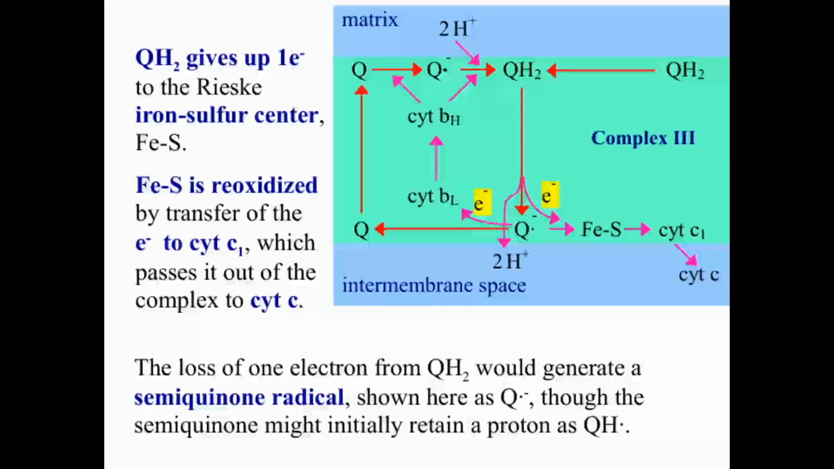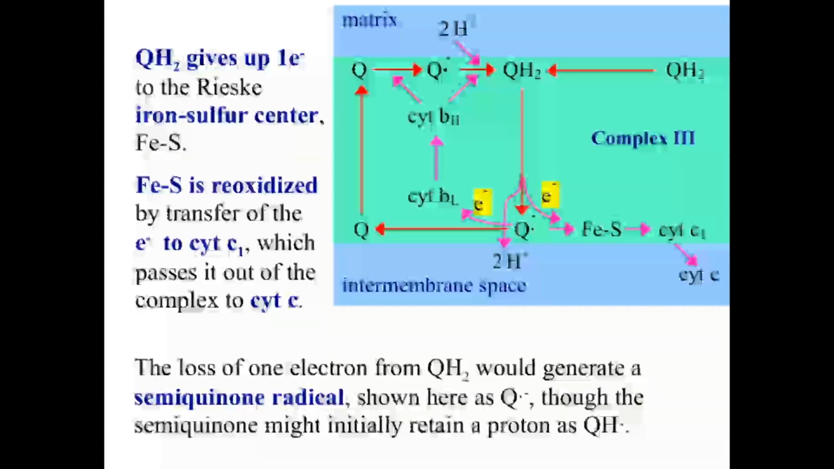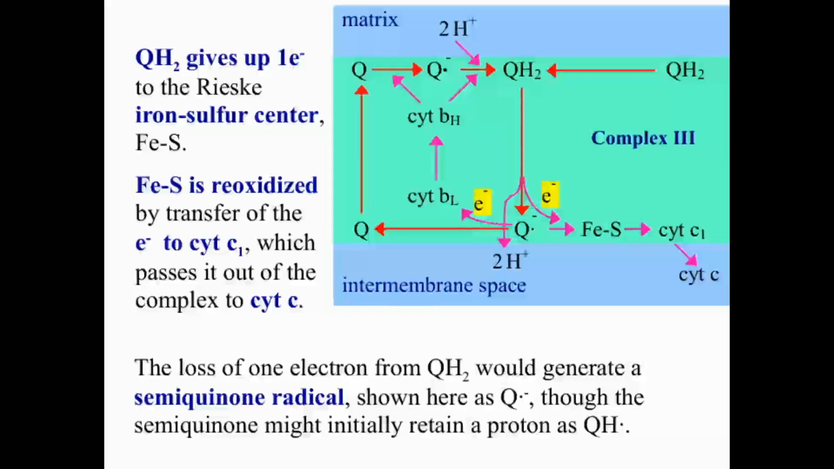It's a sort of intermediate state. Initially, this semiquinone might still hold onto a proton, forming QH, which can influence how electrons and protons are transferred during respiration. Understanding this process helps us see how electrons flow efficiently through the chain, ultimately driving ATP synthesis. It's a fine example of how coordinated electron transfer and proton movement generate the energy our cells need to function.